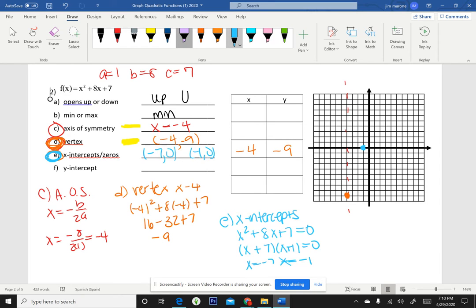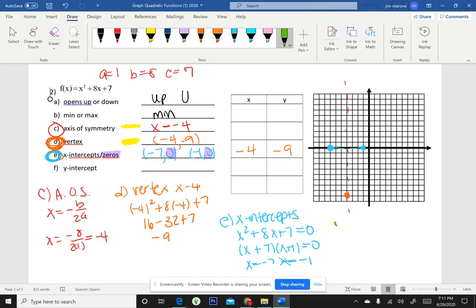It might seem like a little thing to you, but it's a huge thing to me because these are the zeros. These zeros mean that this is when y is equal to 0. It is the 0 of the function. So it's negative 1, 0, and negative 7, 0. And for these zeros, if one's 3 to the right of the vertex, the other one is 3 to the left of the vertex. Make sure that the axis of symmetry is in the middle.